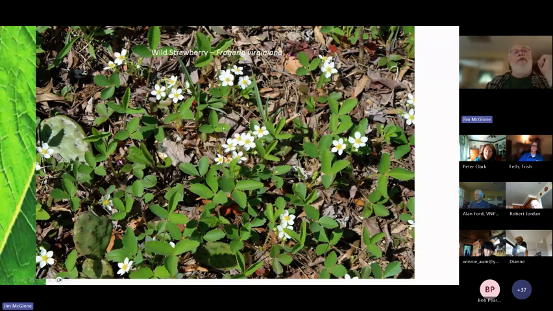But we also have native cinquefoils, which are great ground covers as well, and can be, as my neighbor has demonstrated, used as substitutes for grass because he has a really crappy lawn, but it's full of cinquefoil.